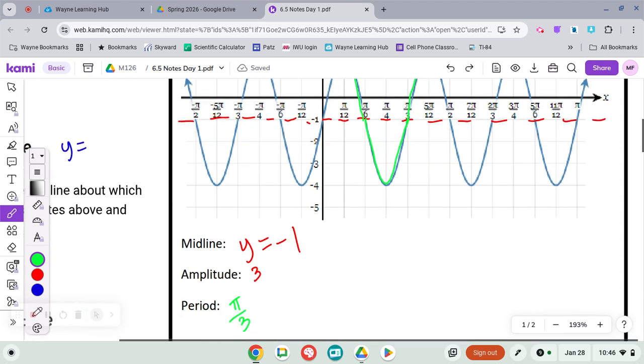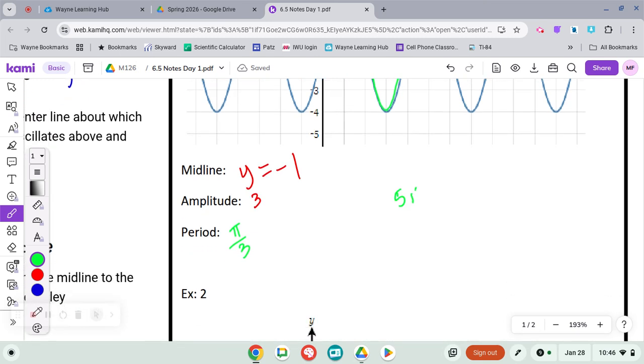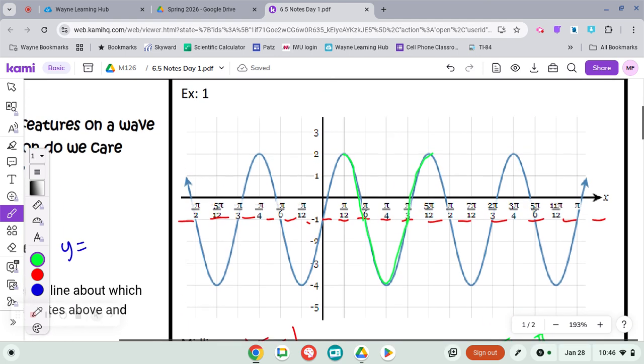Okay, now if I do that, 5 pi over 12 minus that pi over 12, that leaves me with 4 pi over 12, which reduces to pi over 3, which is the same answer. So that's two different methods on how you can do it. It doesn't matter to me which way you do it.